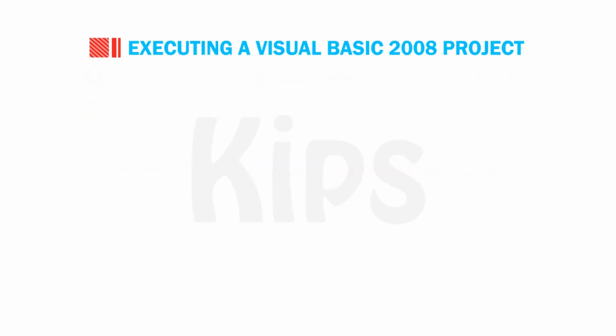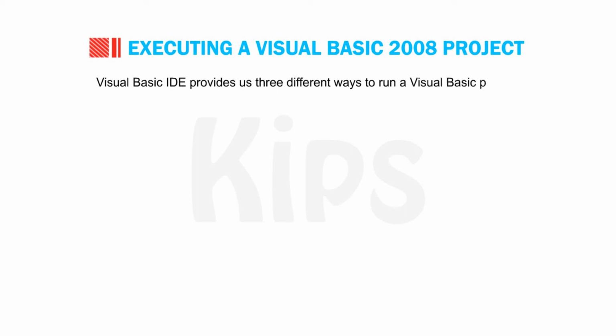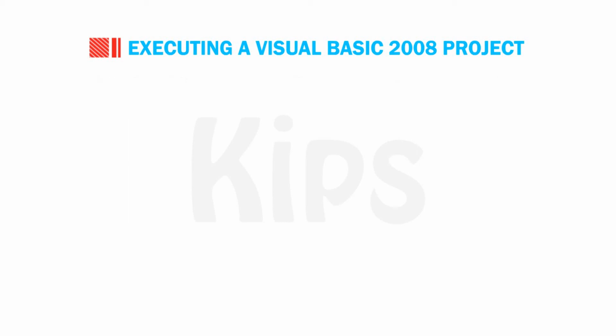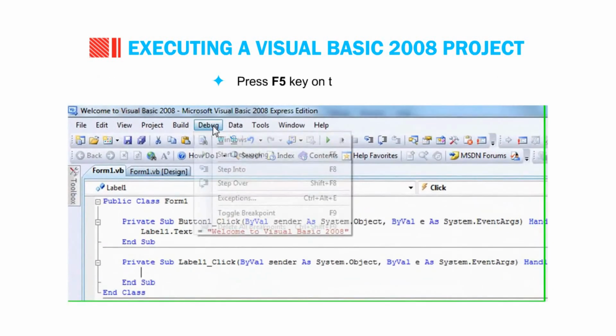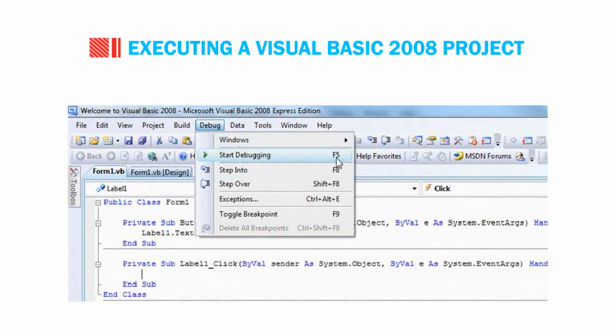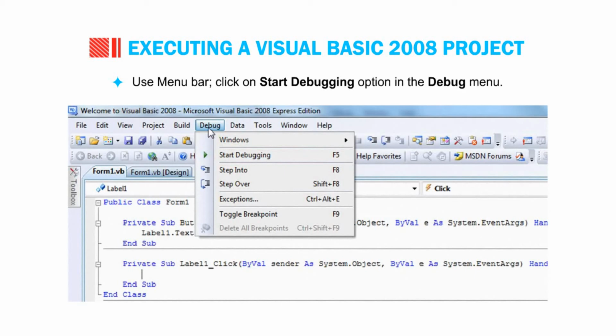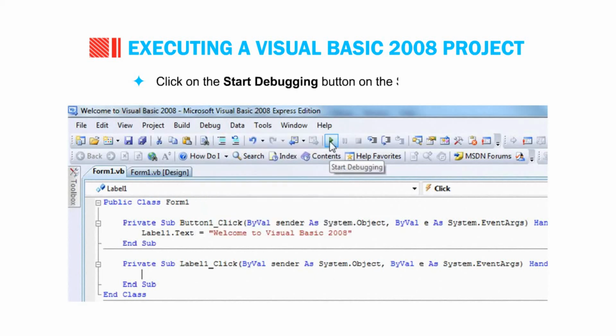Students, let us now find out how to execute a Visual Basic 2008 project. Visual Basic IDE provides us 3 different ways to run a Visual Basic project. Press the F5 key on the keyboard. Use the menu bar: click on the Start Debugging option in the Debug menu. Or click on the Start Debugging button on the standard toolbar.